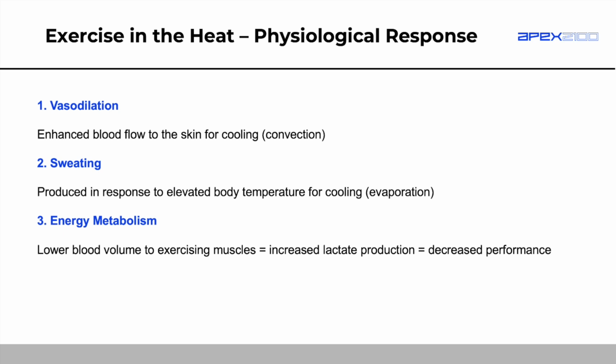And then the third one is energy metabolism. So when we exercise in the heat, we have a lower blood volume going to the exercising muscles. And we've gone through this before, how vasodilation and how sweating lead to a lower blood volume going to the exercising muscles. If there's lower blood volume going to the exercising muscles, it means that these muscles can't get as much oxygen as what they would like to, which means that the lactate production will increase, and that lactate production is what makes your muscles feel sore and tired and leads to a decrease in performance or leads to fatigue.